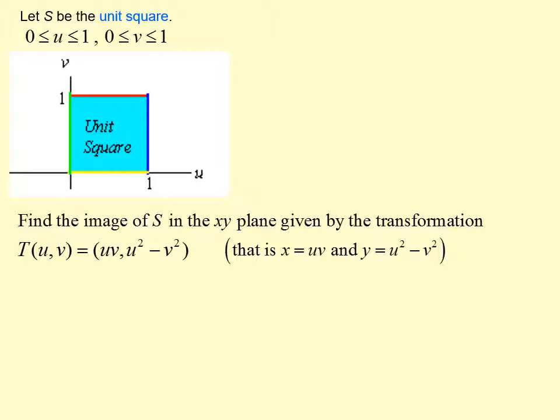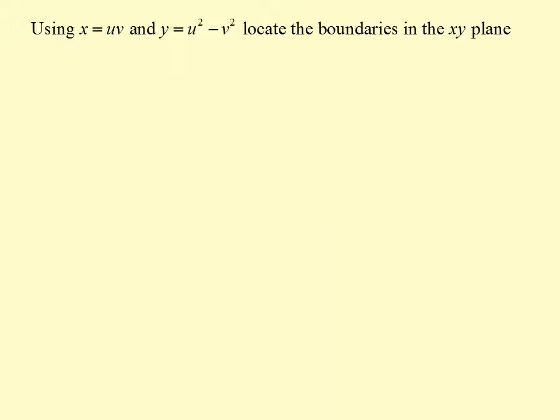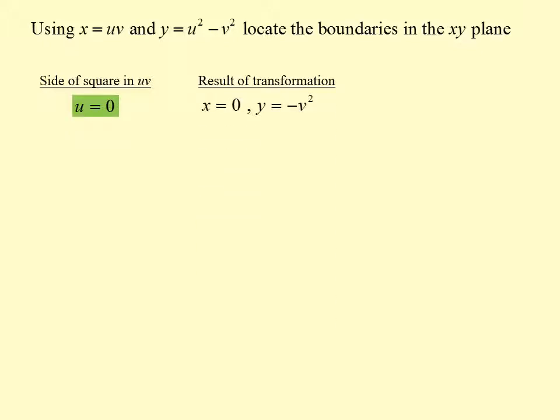According to that transformation, I've got this color-coded so we can see what is happening to the boundaries. So first off, we have the side of the square u equals 0. That would be the green or left side. And substituting a 0, we get y equals negative something. Well, y equals negative something is simply the negative y-axis.